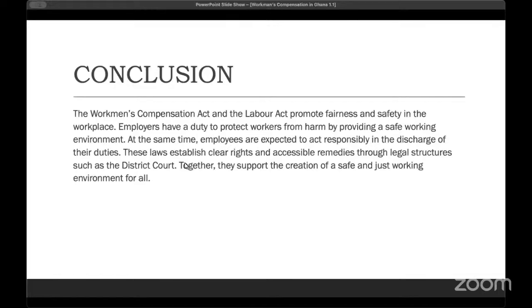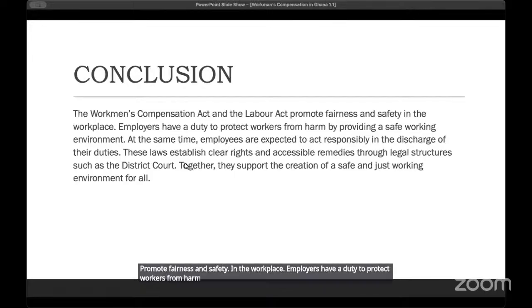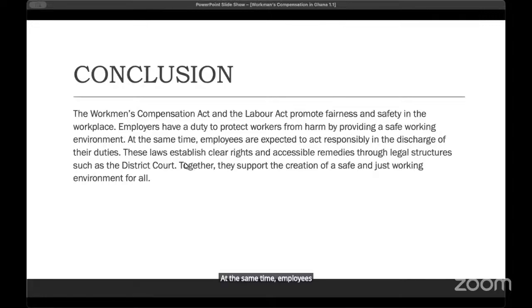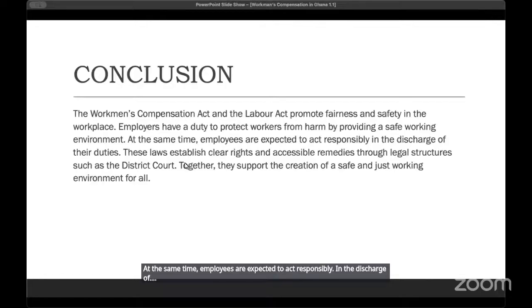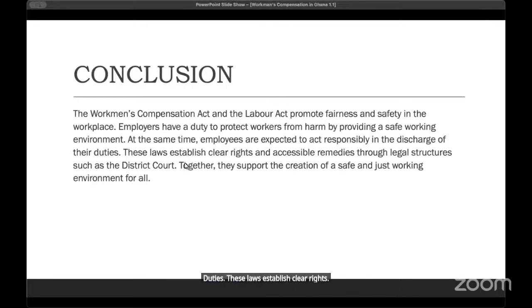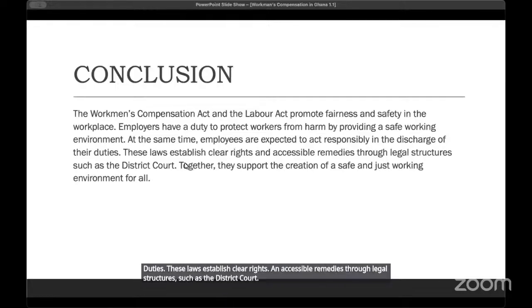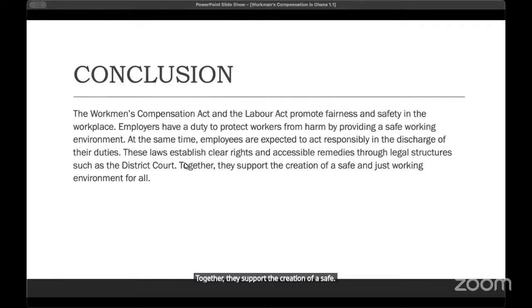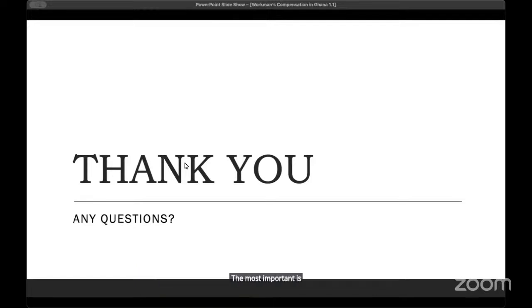My conclusion is that the Workman Compensation Act and the Labor Act promote fairness and safety in the workplace. Employers have a duty to protect workers from harm by providing a safe working environment. At the same time, employees are expected to act responsibly in the discharge of duties. These laws establish clear rights and accessible remedies through legal structures such as the district court. Together, they support the creation of a safe and just working environment for all. The most important is a safe working environment.